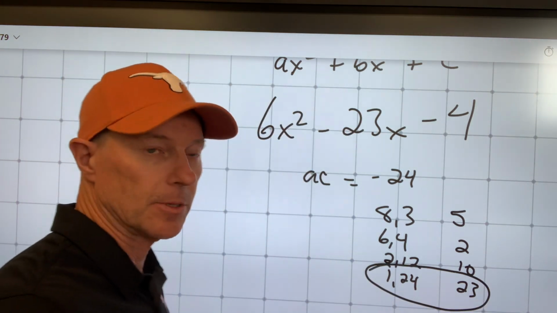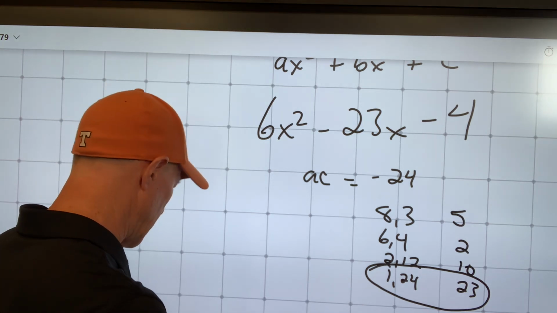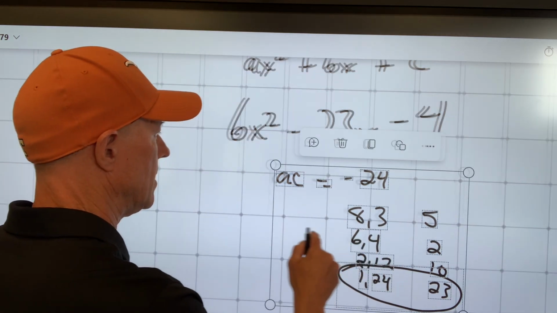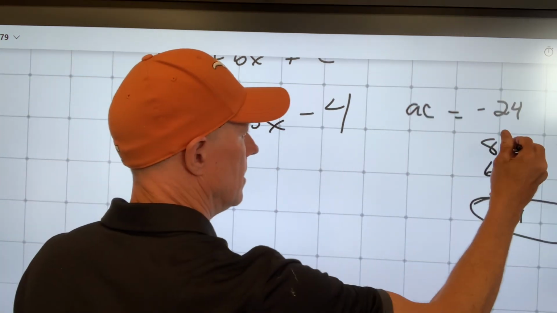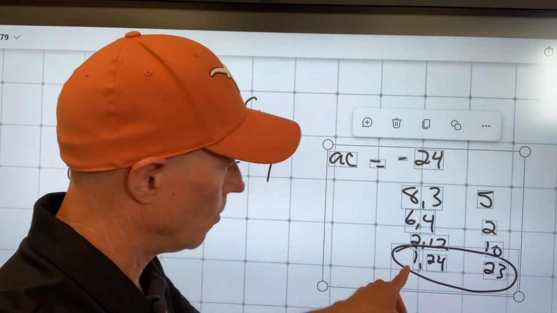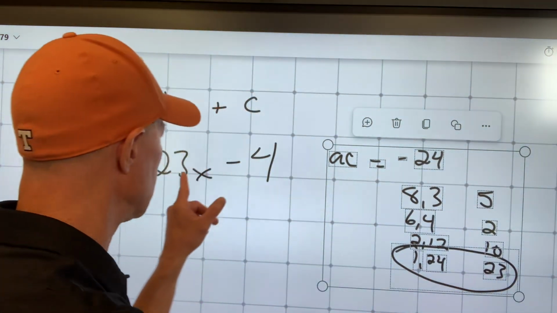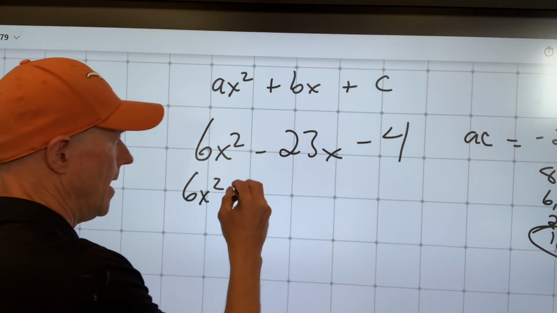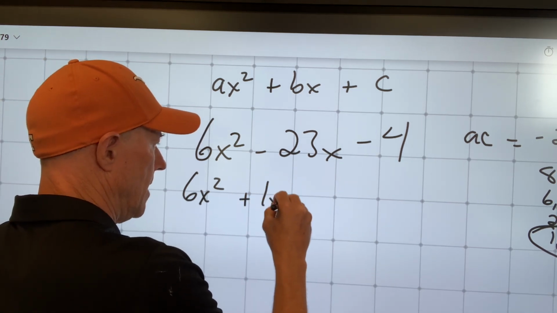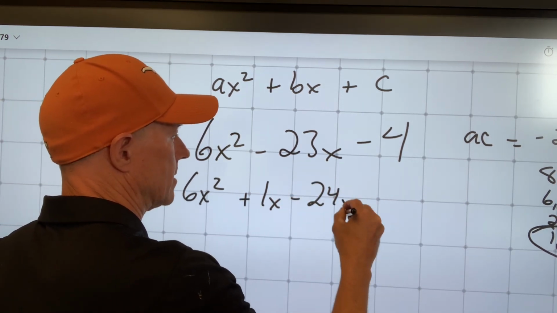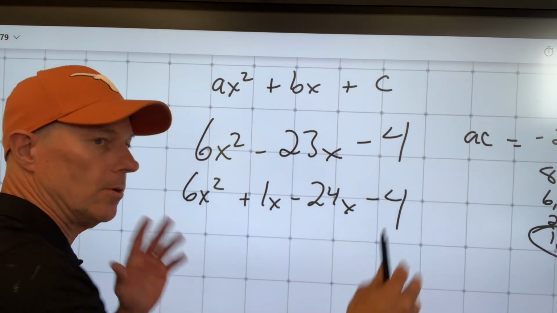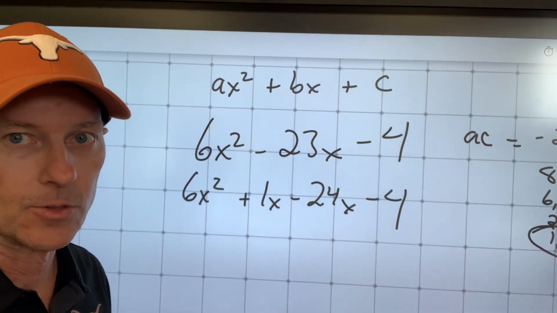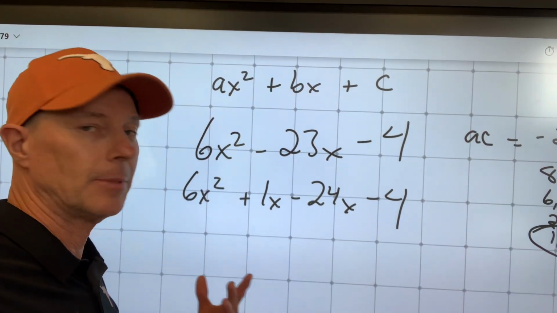So this is our secret weapon. And now I'm going to continue with the process. What you do, let me move this out of the way. Once you find that 23, you use this 1 and 24 to make 23 with this middle term. So I'm going to rewrite this middle term as plus 1x minus 24x minus 4. So I just rewrote the middle term as 1 minus 24. That's the same thing as negative 23. And then you factor by what's called grouping.